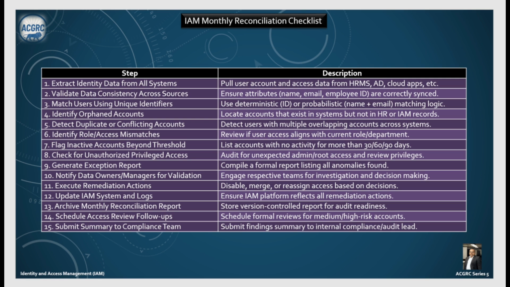Compile a formal report listing all anomalies found. Engage respective teams for investigation and decision making. Disable, merge, or reassign access based on decisions. Ensure the IAM platform reflects all remediation actions.